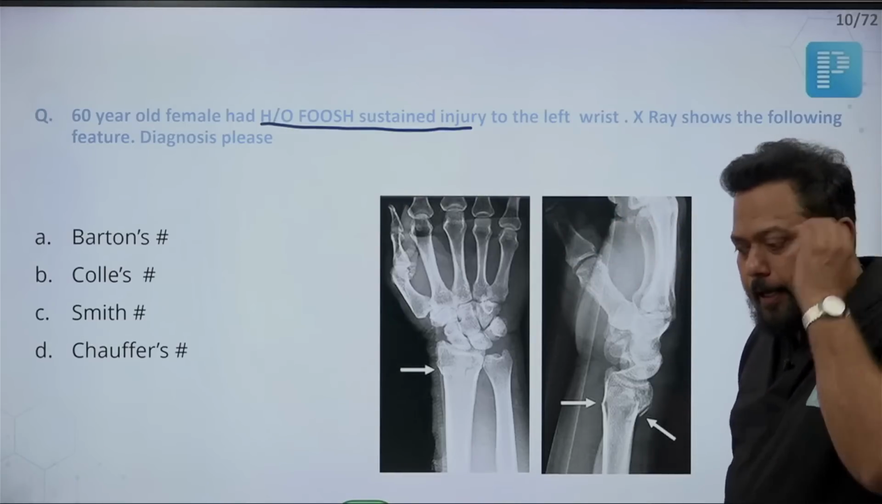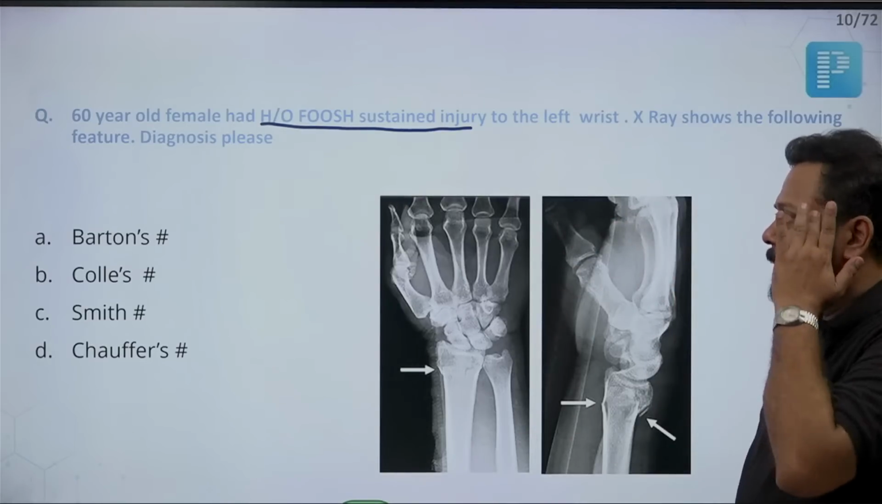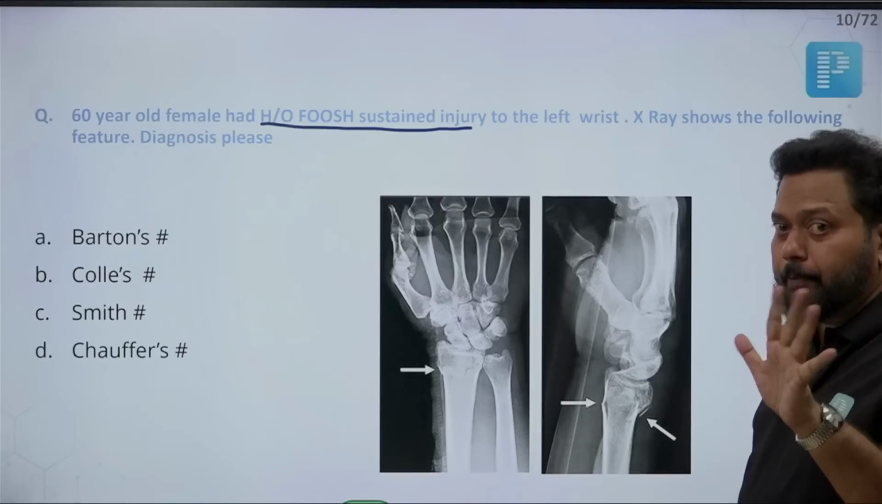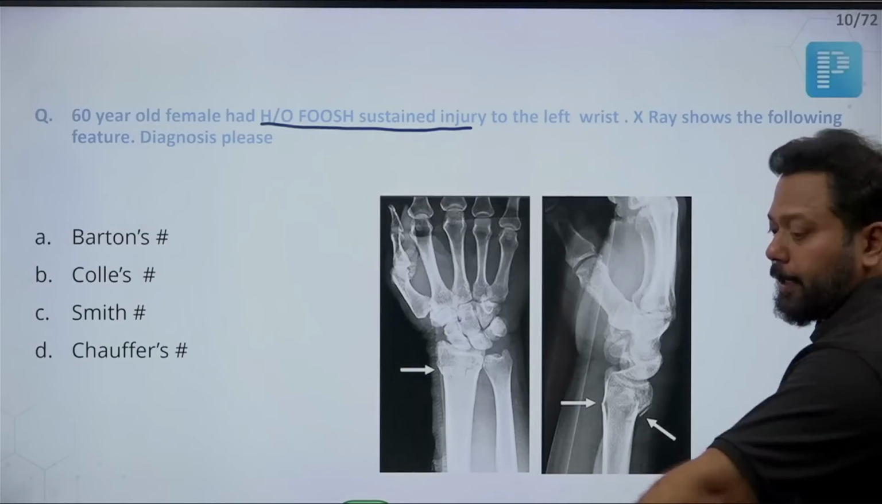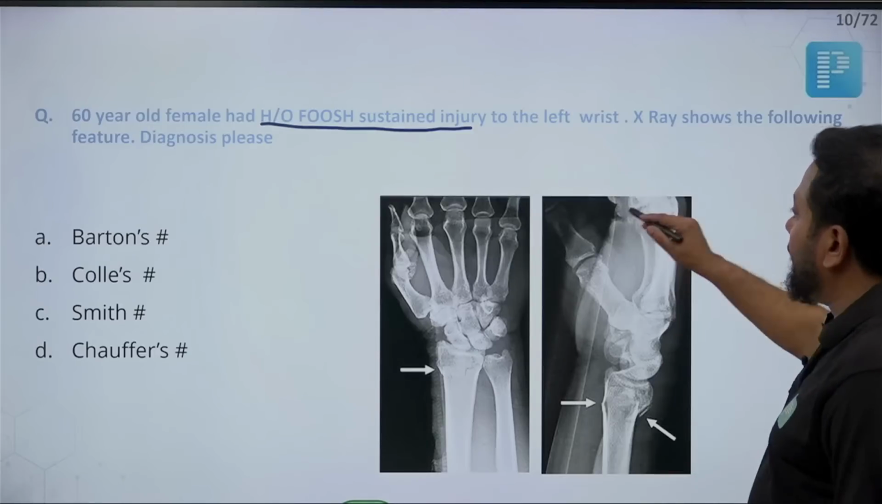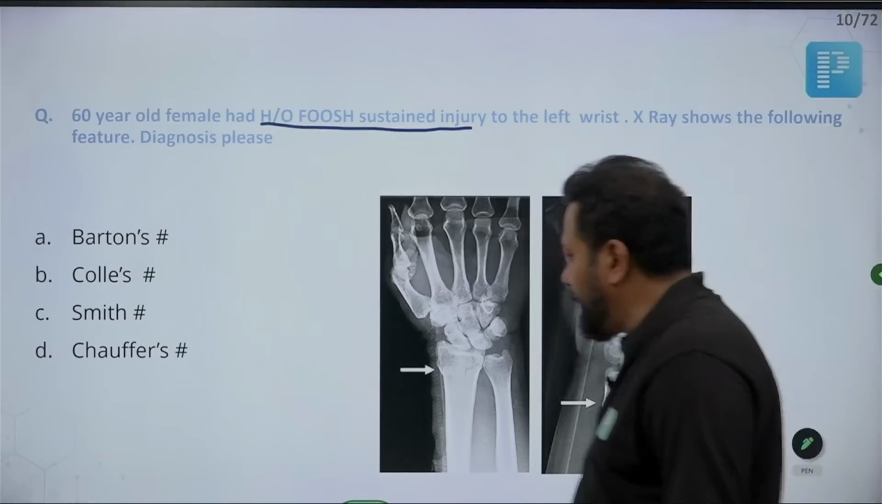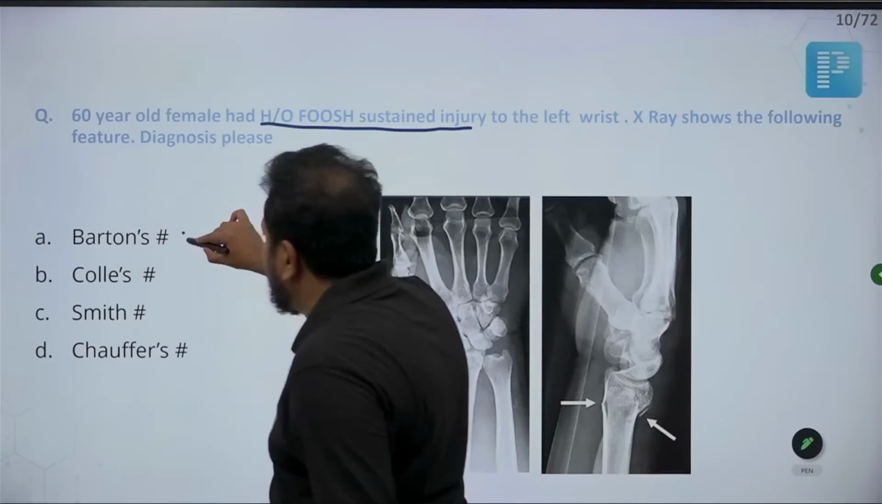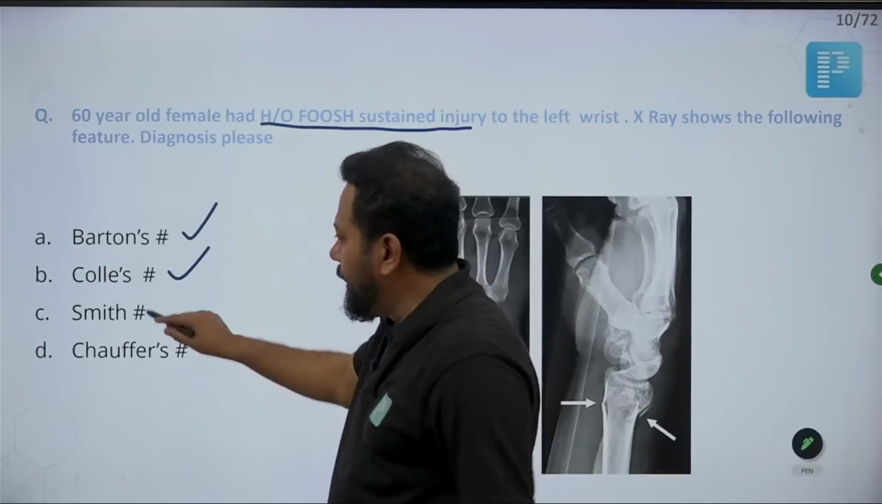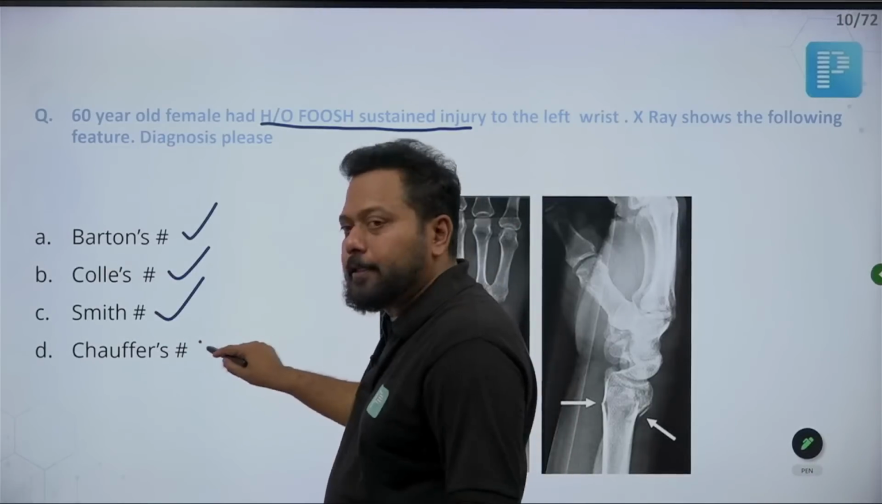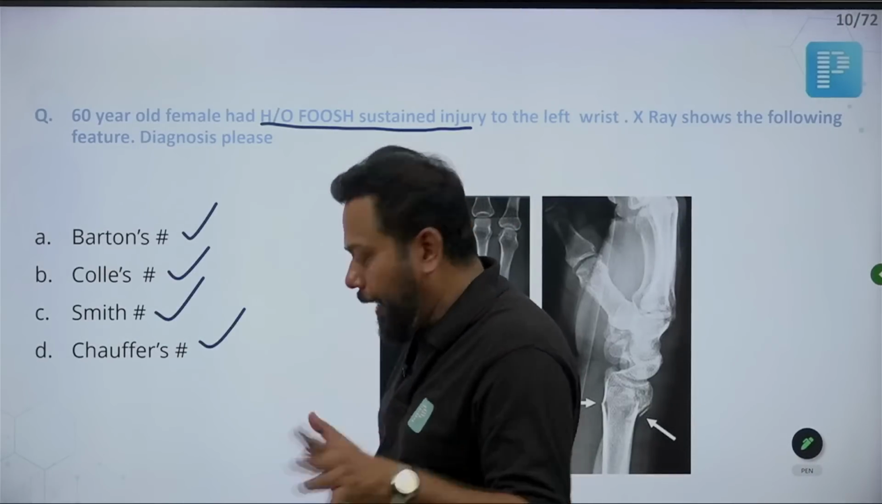Diagnosis, please. History of fall on outstretched hand. 60-year-old female, that's very important. Elderly female had history of fall on outstretched hand. The X-ray shows the following. Diagnosis, please. You look at this X-ray. Is this a Barton fracture? Is this a Colles fracture? Is this a Smith fracture? Is this a Schaffer fracture? I will explain now.